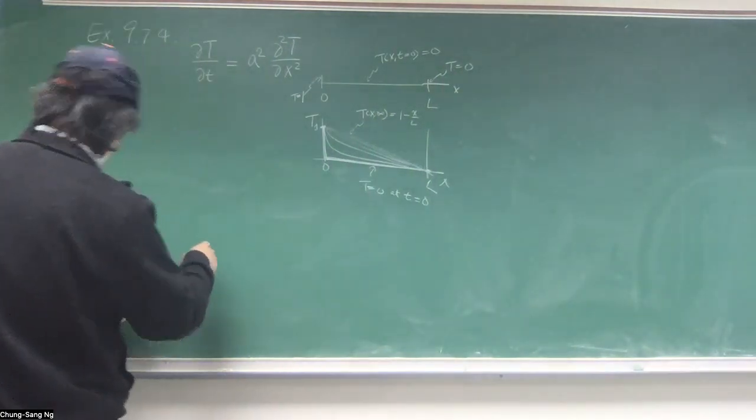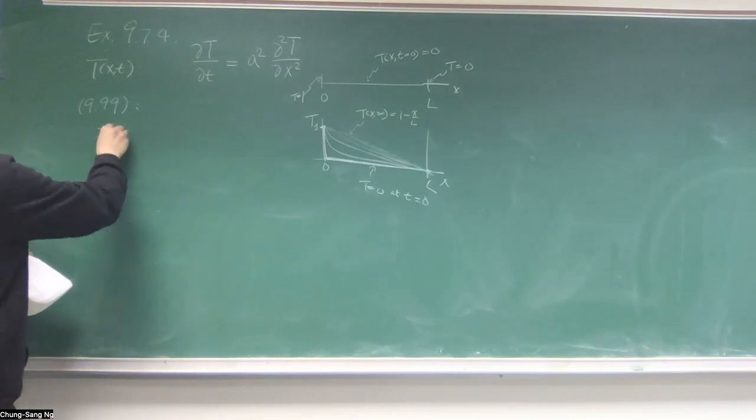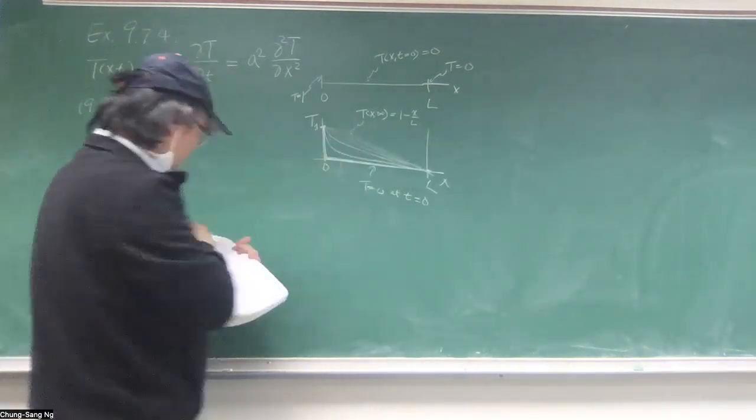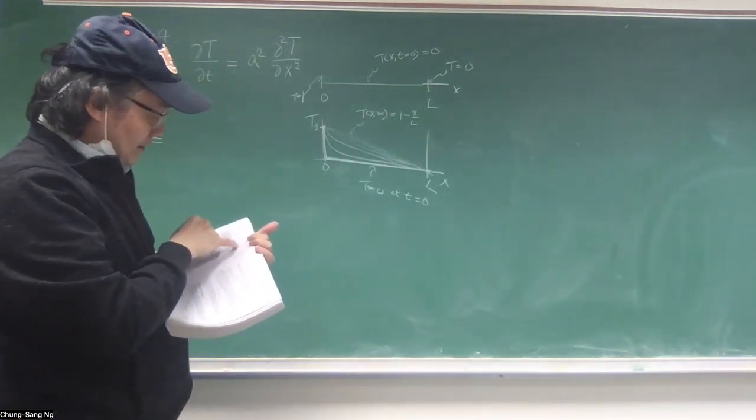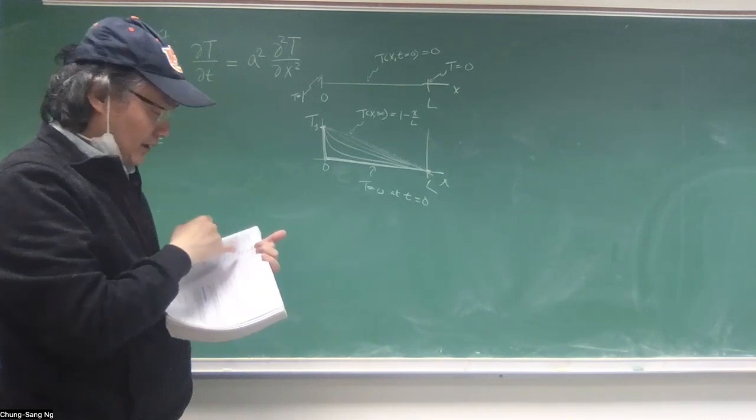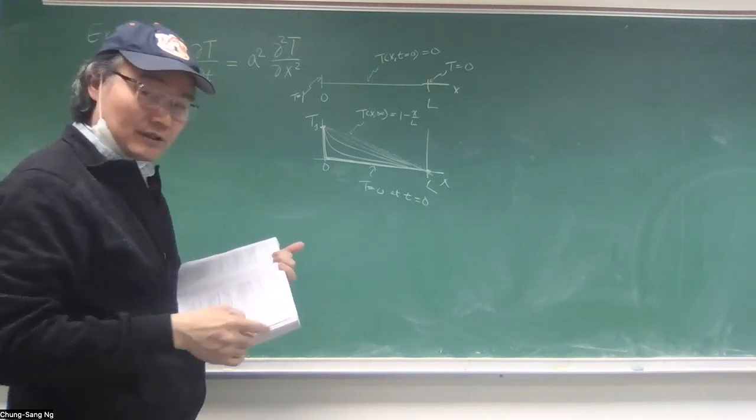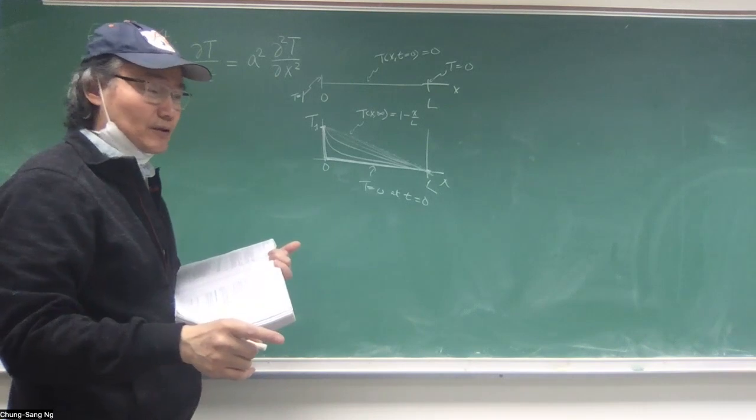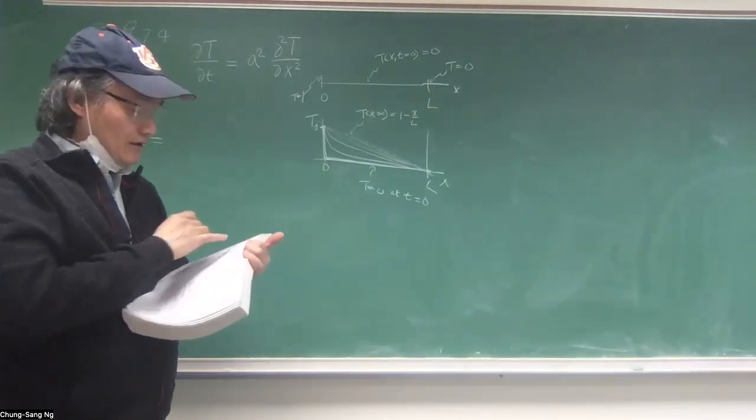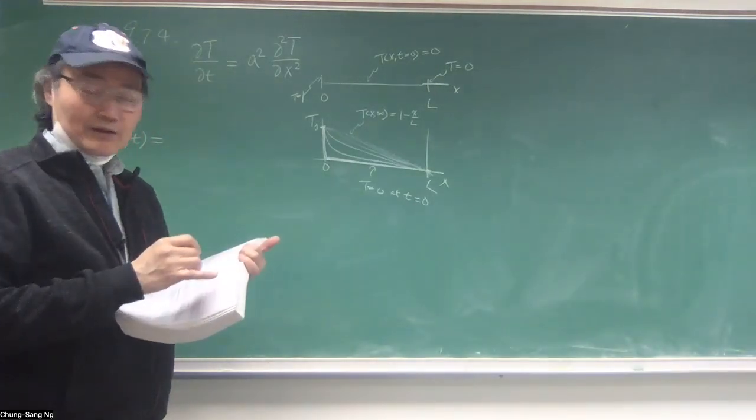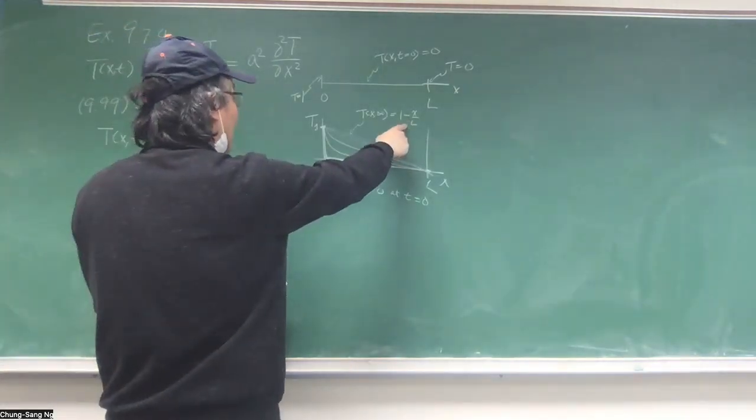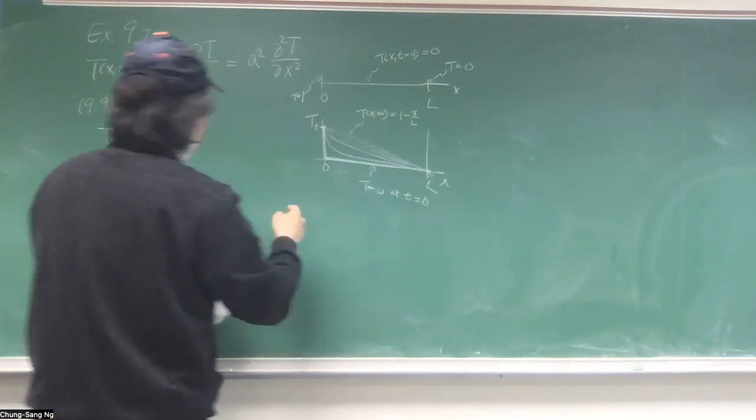In this case, we'll write T of x and t. We know that all these solutions in 9.99 will go to zero because of the exponential term, e to the minus omega squared a squared t. All these terms will go to zero. So as t goes to infinity, you don't have those terms. All the summation of these separable solutions will go away at large time. So you must add the asymptotic solution separately to all these separable solutions.